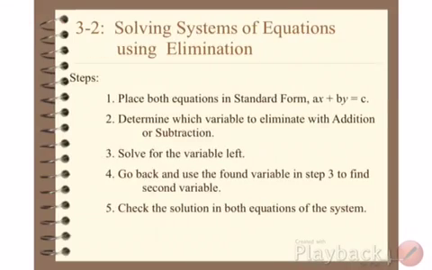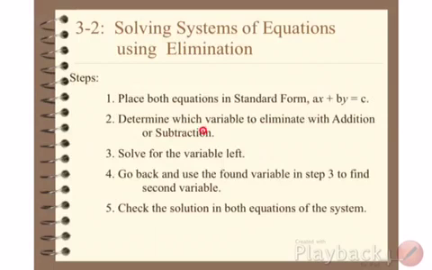Just going to do a quick note on solving systems of equations using elimination. So we've got 5 steps that we're going to work through. Place both in standard form, ax plus by is equal to c. So we want the constant term, or the number term, on the right hand side and the two variables on the left hand side. Okay.